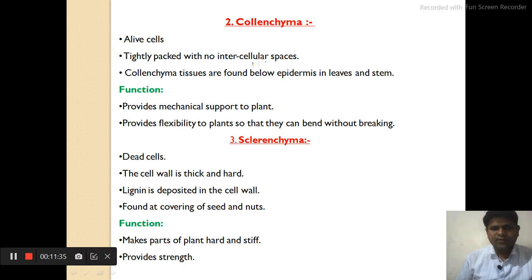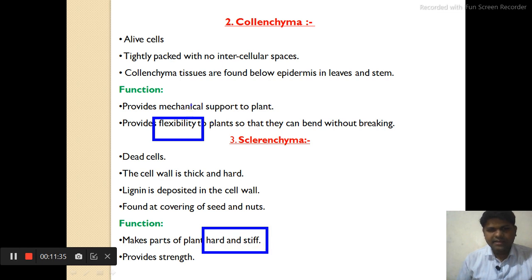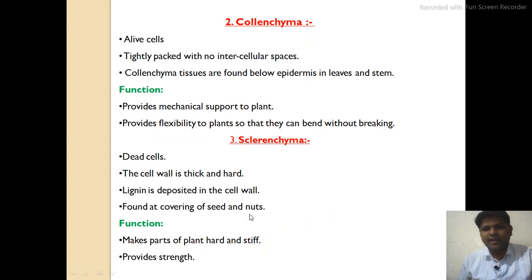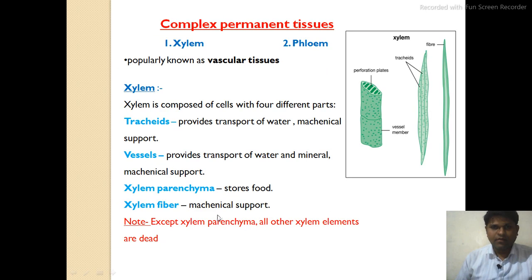So let us revise that the collenchyma are flexible in nature, whereas the sclerenchyma are hard and stiff in nature. Collenchyma gives flexibility to the plant, and sclerenchyma gives strength to the plant. Okay, let us understand the complex permanent tissue.